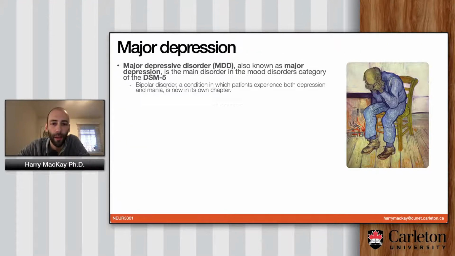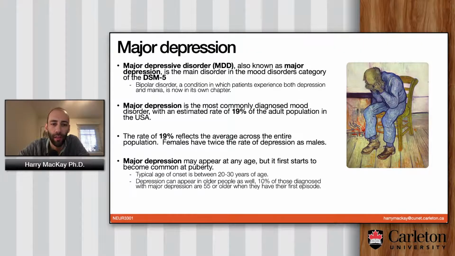Okay, so let's talk about major depression. This will be the main mood disorder that we cover today. I remember when I was in abnormal psychology for the first time as an undergrad many, many years ago, my professor called it the common cold of mental illness. It's the main disorder in the mood disorders category of the DSM-5.